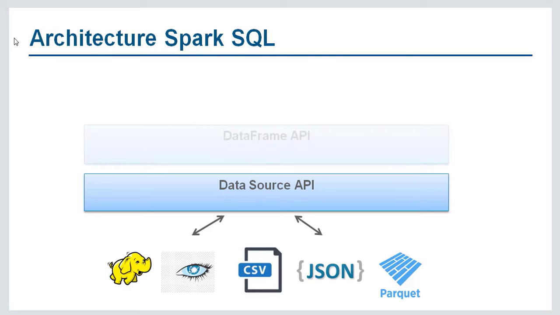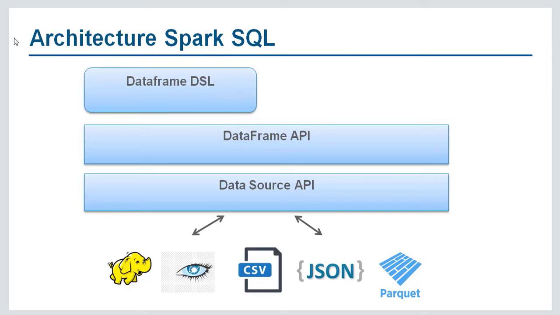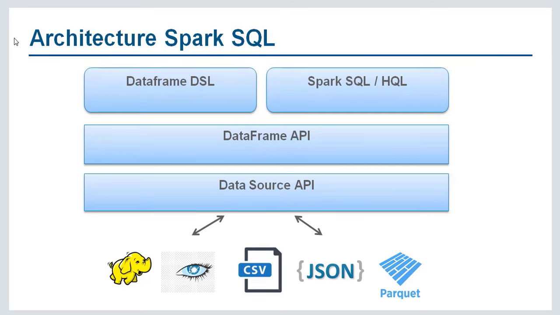On top of the Data Source API, we have the DataFrame API. The DataFrame API converts the data which was read through the Data Source API into named columns. On top of the DataFrame API, we have the DataFrame DSL to query the data. We can also use Spark SQL or Hive Query Language to query the data. This is all about the architecture of Spark SQL.